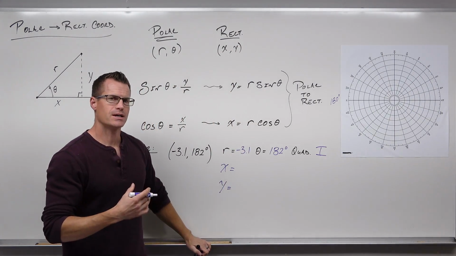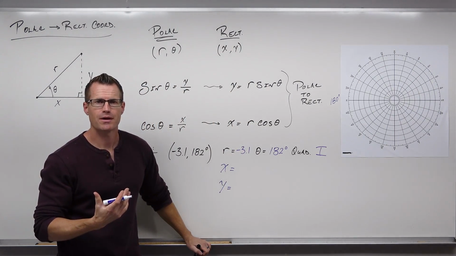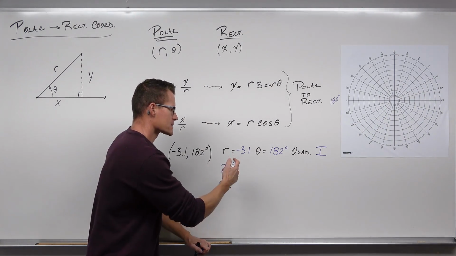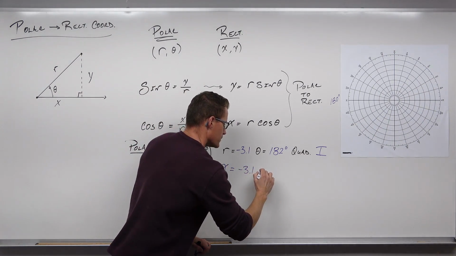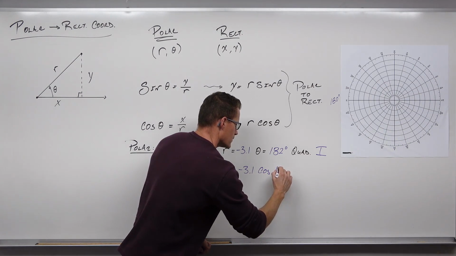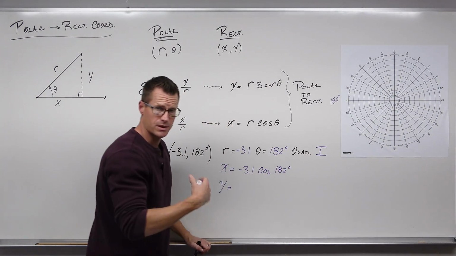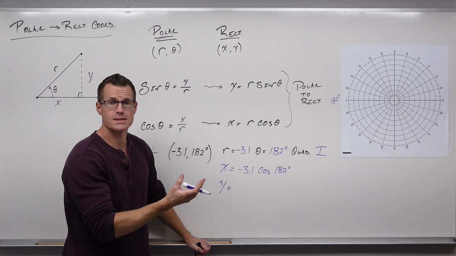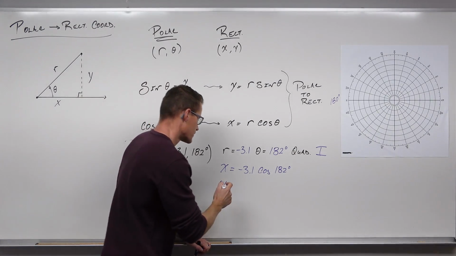Now we can go ahead and find x and y, but you're going to have to approximate them in order to get useful information here. So x is negative 3.1 cosine of 182 degrees, and y is negative 3.1 sine of 182 degrees.